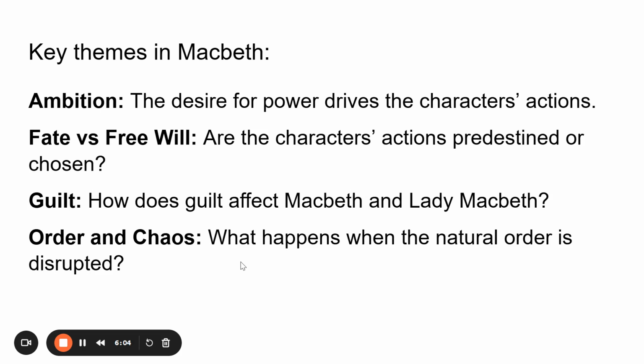Ambition. This is the desire for power, which in Macbeth and Lady Macbeth's case drives the characters' actions. Fate versus free will. Are the characters' actions predestined or chosen? Guilt. How does guilt affect Macbeth and Lady Macbeth? Order and chaos. What happens when the natural order is disrupted?